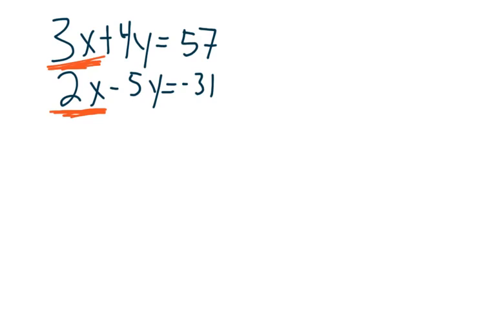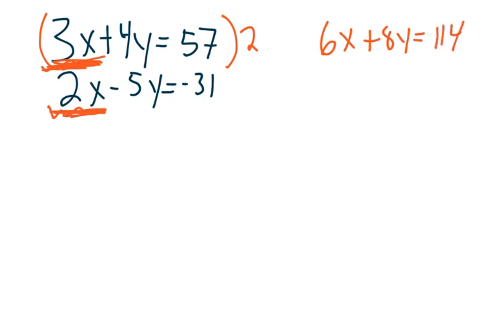To figure out what we multiply the top and the bottom equation by, we think of the least common multiple between the two terms. So between 3 and 2, our least common multiple is 6. So we want to multiply the top equation by a number so that we get 6x. If we multiply the top by 2, we're going to get 6x plus 8y equals 114.